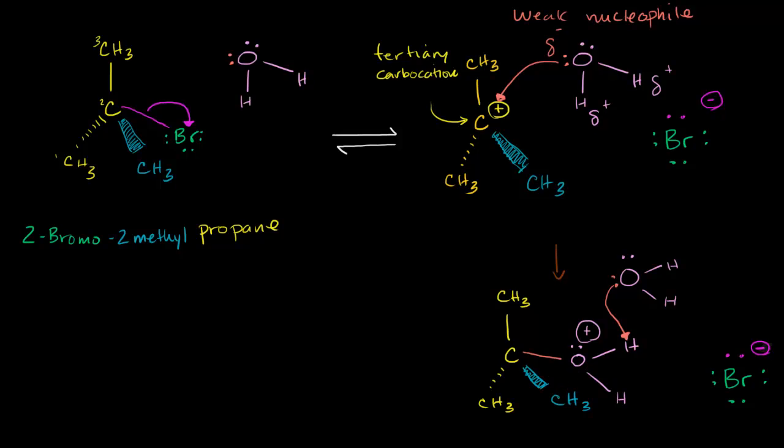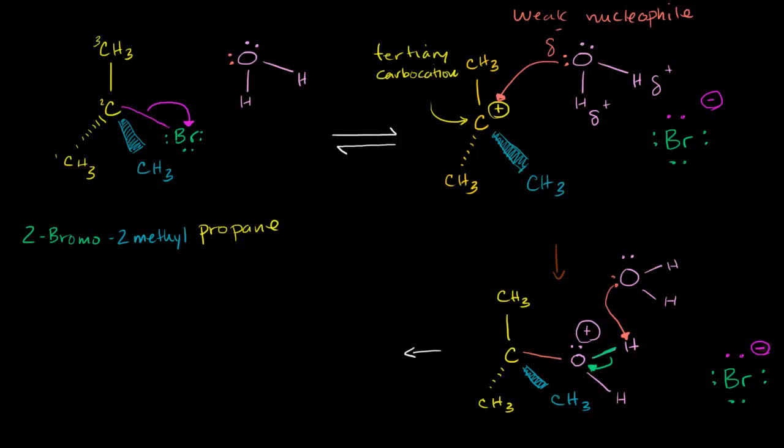Let me draw that in a different color. So this bond right over here goes entirely to the oxygen. Electronegativity means if this is more electronegative than that, if a bond breaks, that pair is more likely to go to the more electronegative atom. So what will this look like when all is said and done? Let's draw an arrow like this.